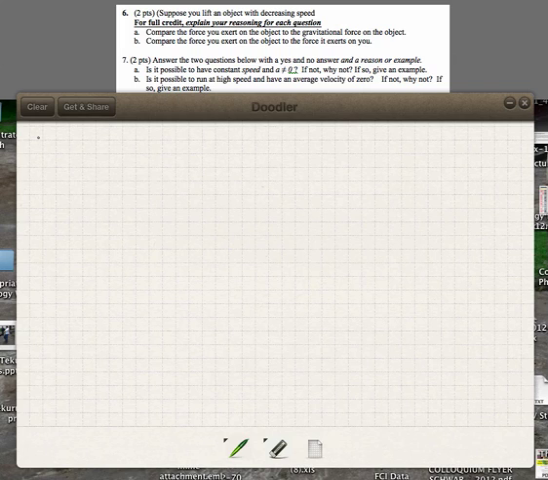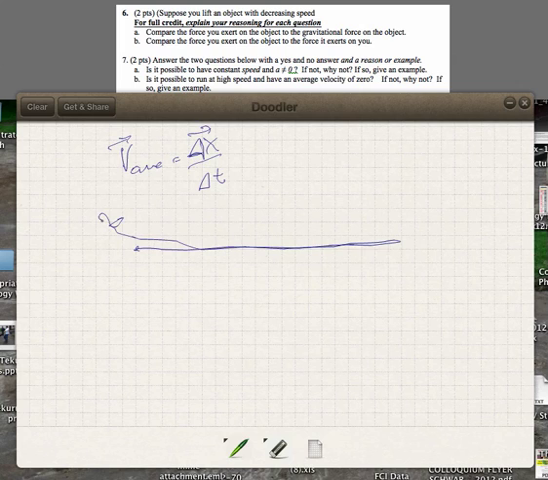Is it possible to run at high speed and have an average velocity of 0? Certainly it is, right? We know that average velocity is just your change in displacement over change in time. How fast you're changing your displacement. So any way that you could run such that your change in displacement is 0, you just have to end up where you start. So you could start at one point, zing, and then move back and be at the same place. That would have an average velocity of 0.